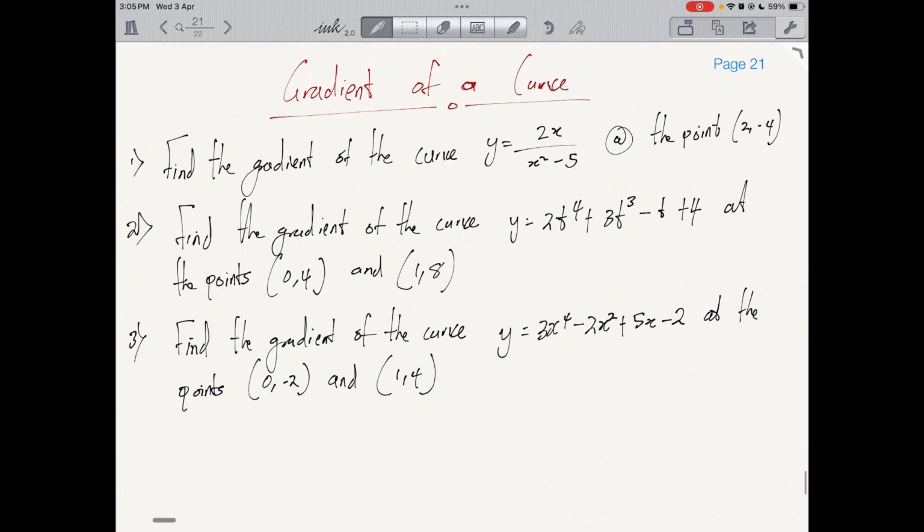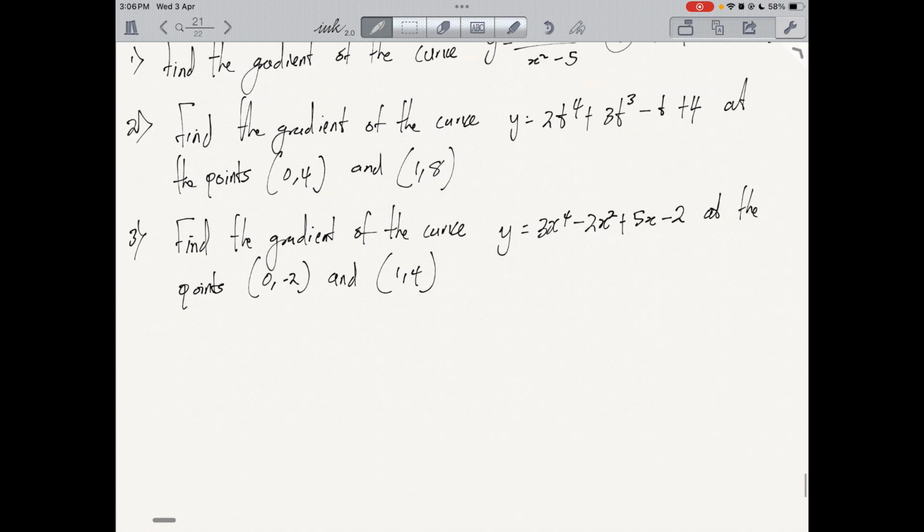Let's discuss the gradient of a curve. When you are asked to evaluate the gradient of a curve, all they are asking us to do is to evaluate dy/dx at that particular point. So let's take these three questions: gradient of a curve for different forms of equations of curves, and we have various points at which you are going to evaluate that gradient.